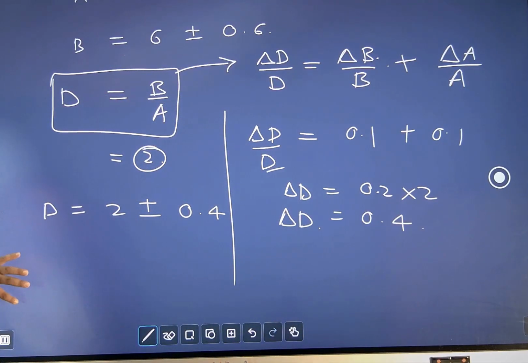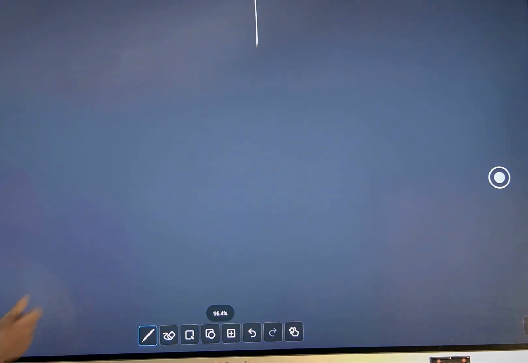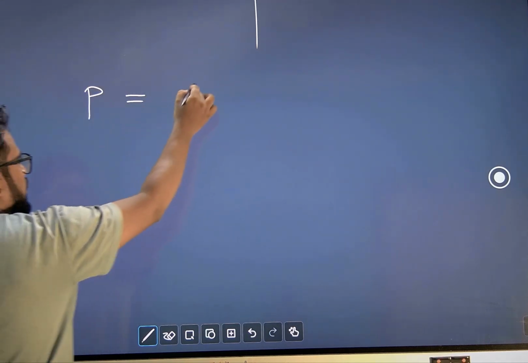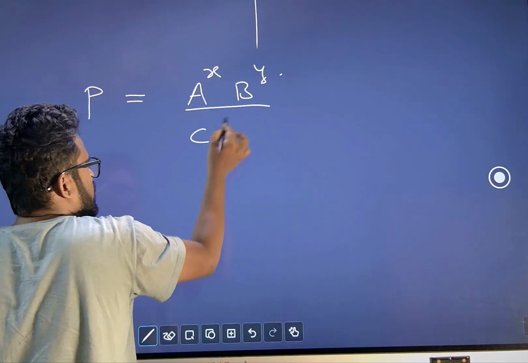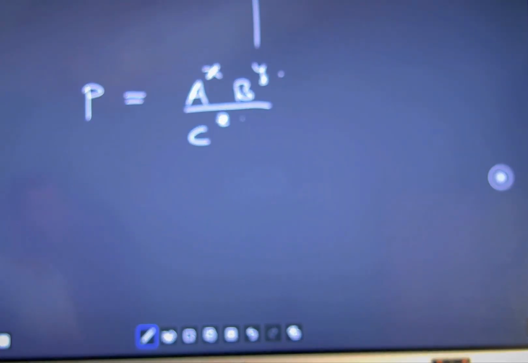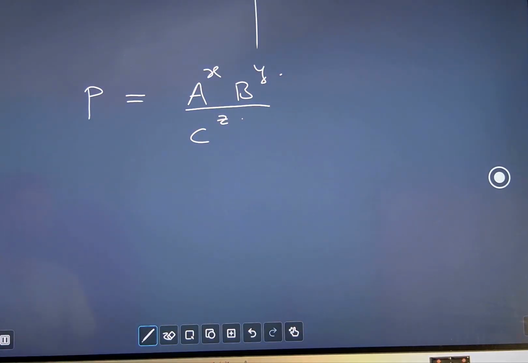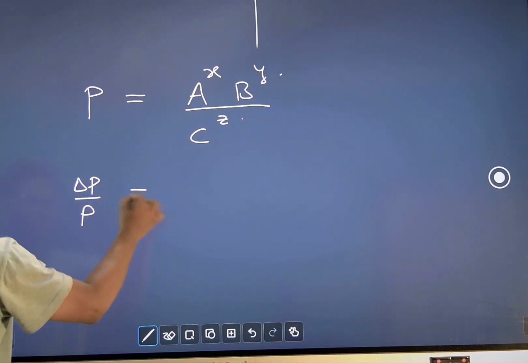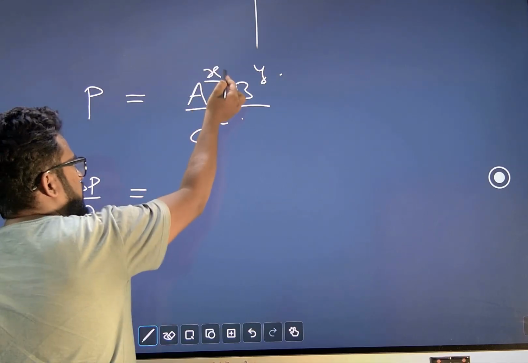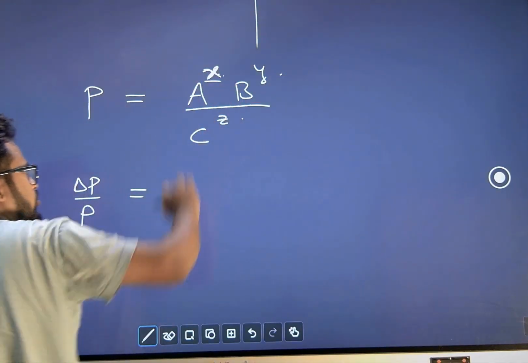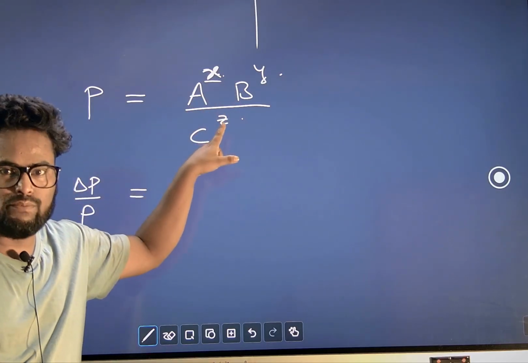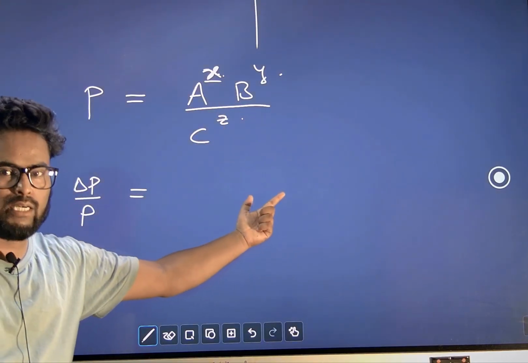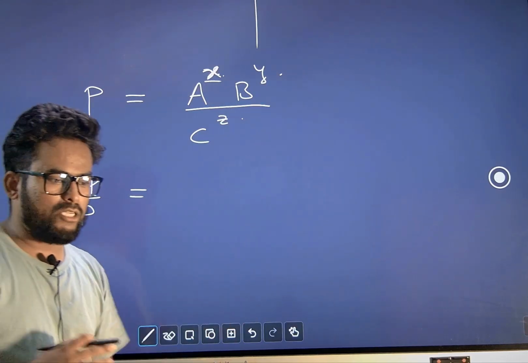Now we are going to generalize this formula. Suppose P is given as A power X, B power Y upon C power Z. This is the relation, multiplied with some powers also. Now I want to write down the error relation. So here the relative error in P should equal the coefficient, where a power is there, the power becomes the coefficient. And an important thing is that you have to make sure all the powers are positive, otherwise the error would be subtracted if the power is negative. But the error is not actually subtracted.